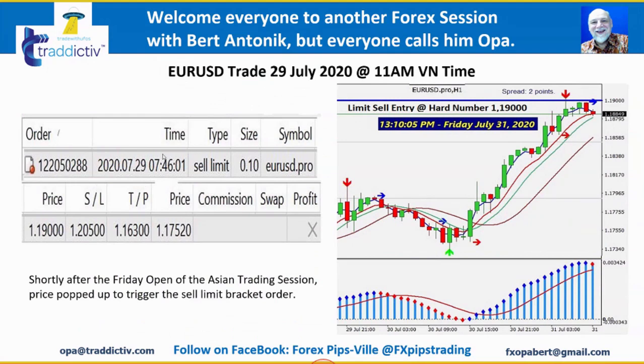So here is the actual Wednesday order. You can see the order number, the time that was put in. That is again server time. It was a sell limit on the Euro USD, where the sell limit price was 1.90. That was a hard number. The stop loss above the 150, take profit, and that was put on when the price was about in this area right here. Okay, and so Thursday, nothing really happened.